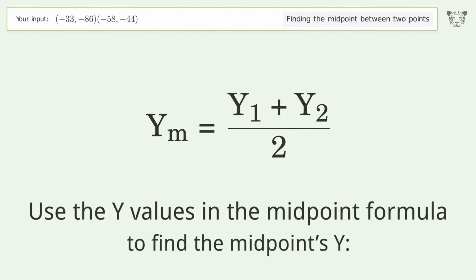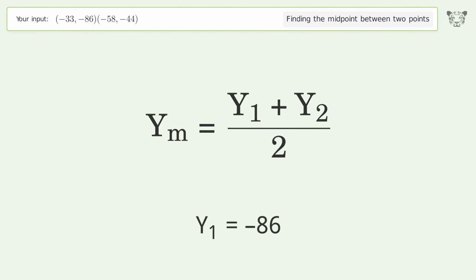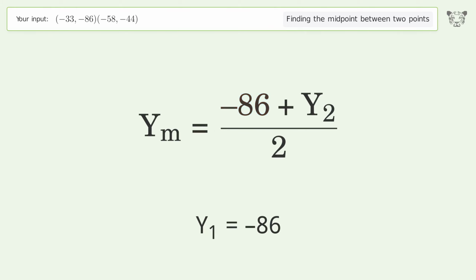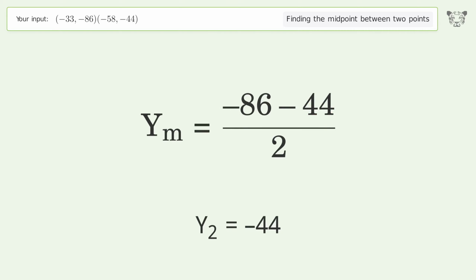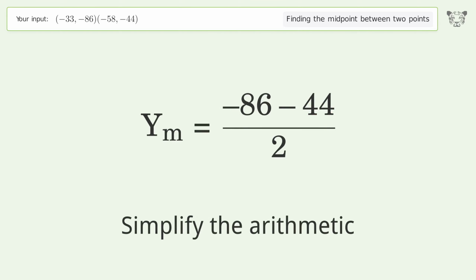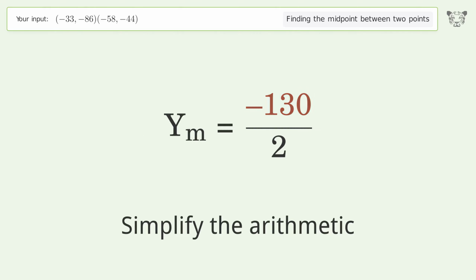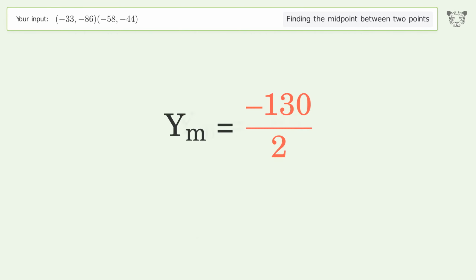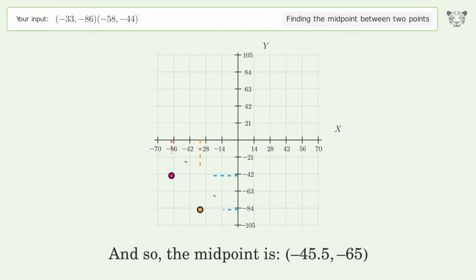Use the y values in the midpoint formula to find the midpoint's y. y1 equals negative 86. y2 equals negative 44. Simplify the arithmetic. And so, the midpoint is negative 45.5, negative 65.